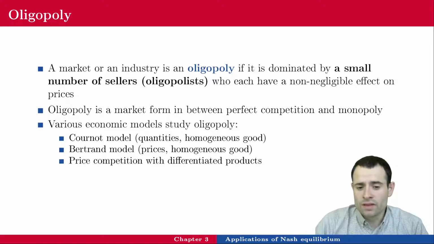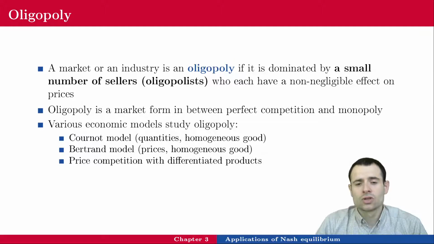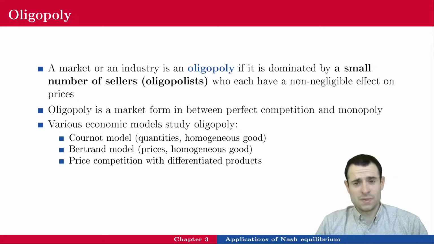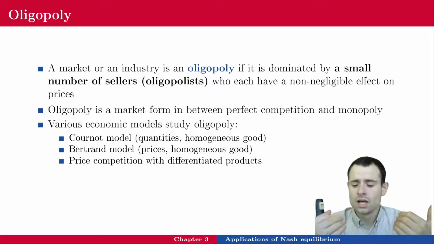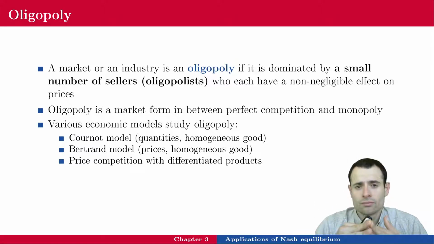Price competition with differentiated products. So that would be a case where goods are good substitutes for each other, but they are not exactly the same. So that would be a case where each firm has a specific demand directed towards themselves, but it will also depend on the price or the quantity set by the competitor.